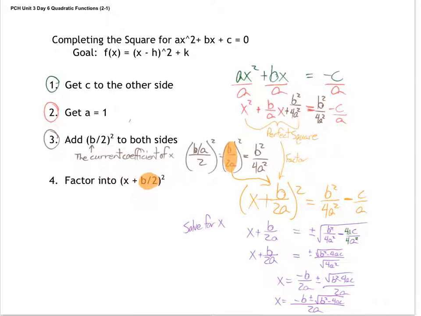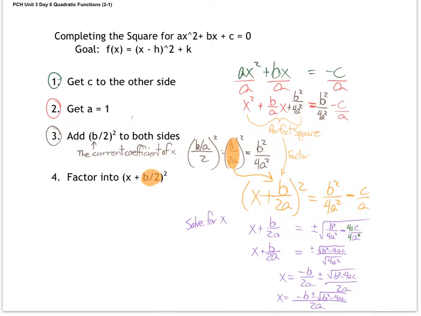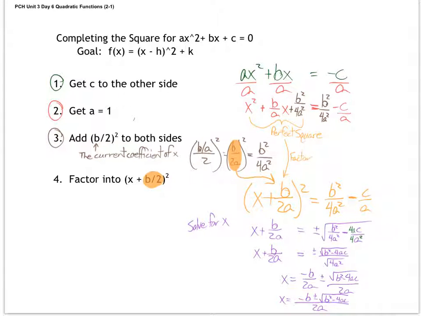This formula gets us what x is. So if I had the equation 3x squared plus 5x minus 7 equals 0, I could solve it by just plugging in 3, 5, and negative 7 for a, b, and c.